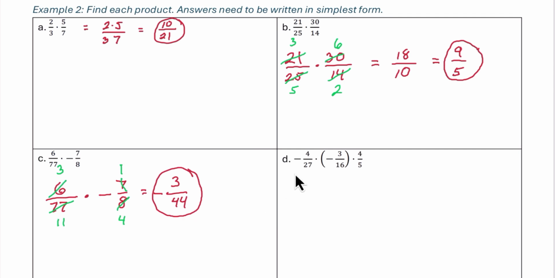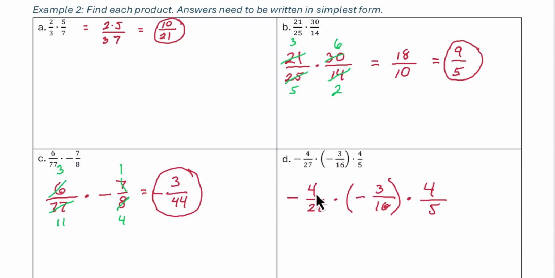In part D, notice we have 3 factors. We're multiplying 3 things. Since it's all multiplication, we can just go through and multiply as usual. Remember that it's easiest to reduce first before we multiply, if possible. So looking at the 4 and the 16, do they have anything in common? Their GCF is 4. So let's divide each of those by 4.